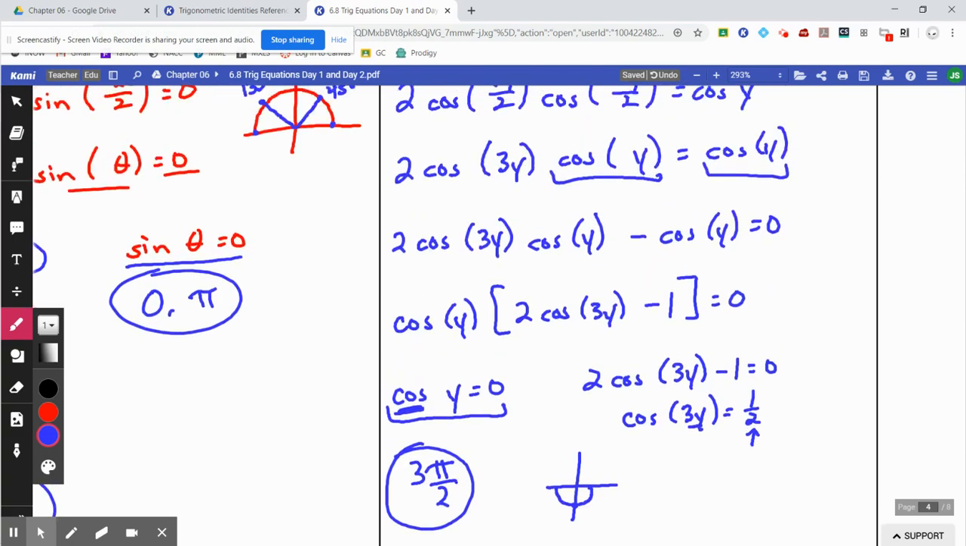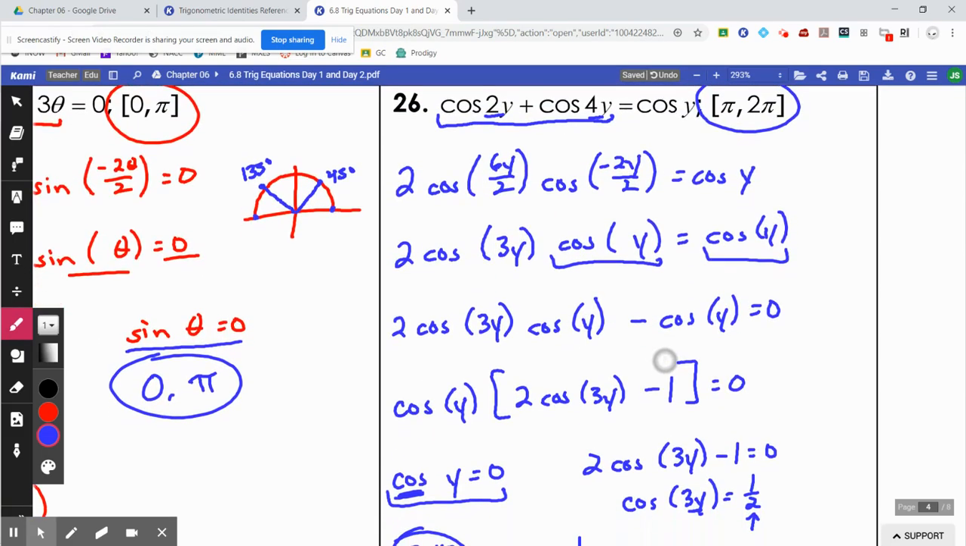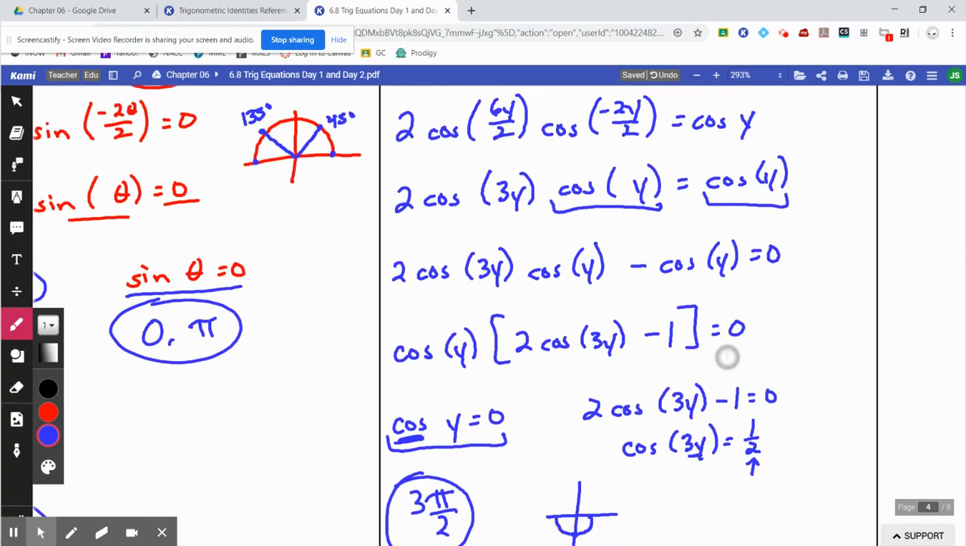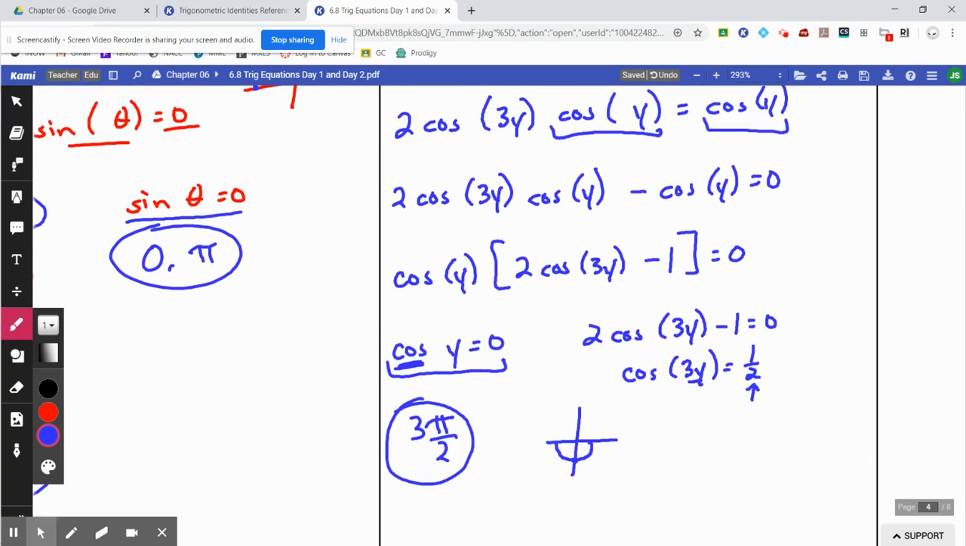Now, we're looking for angles between pi and 2 pi. Just because I want my final y values to be between pi and 2 pi, let's go ahead and list out several answers where cosine is equal to a half, or we could actually list out our infinite answers. Watch this. Cosine is equal to a half.